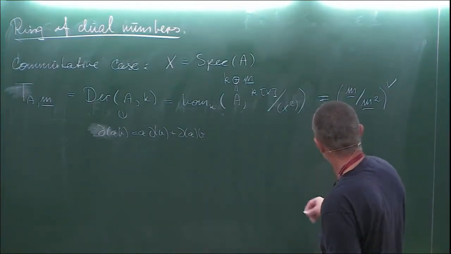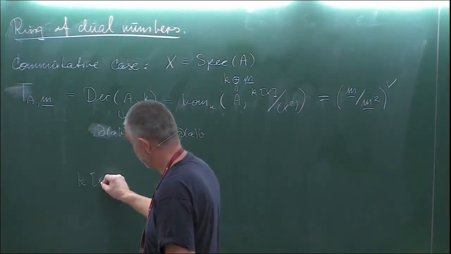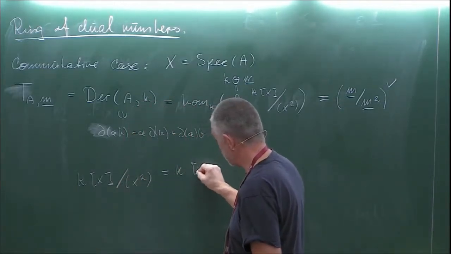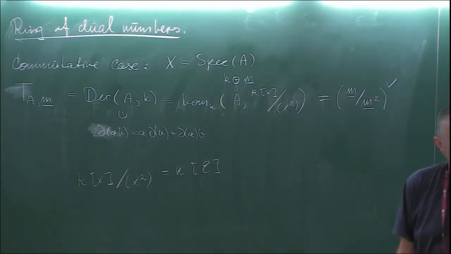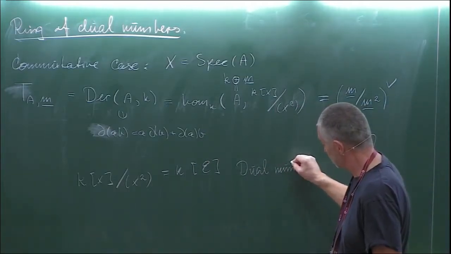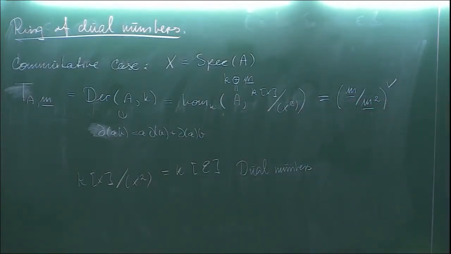So the usual notation is then k[x] over x squared is equal to k[epsilon]. And that's the ring of dual numbers in the commutative case. And this epsilon, this is the usual very small epsilon. And so this is called the infinitesimal ring as well. And when we are speaking about infinitesimal deformations after a while, this is deformations over this ring.